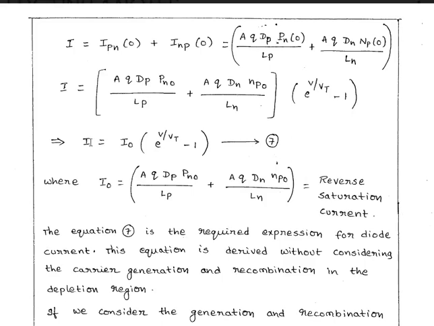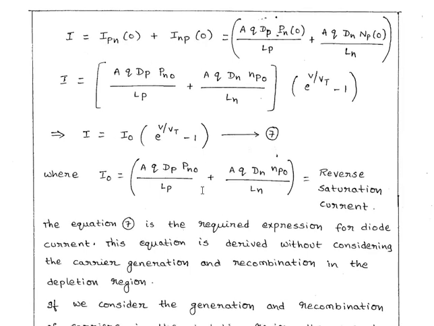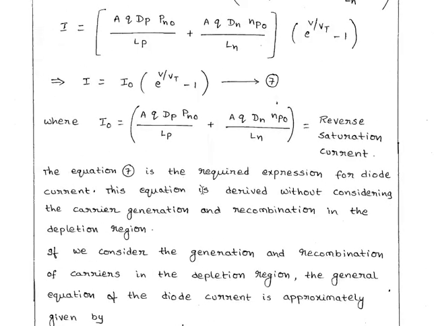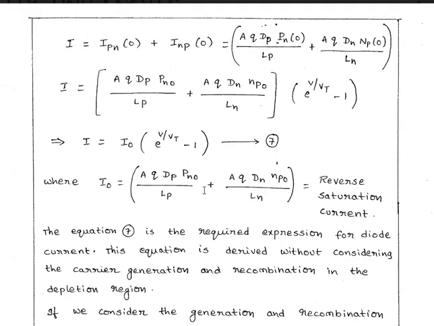And after simplification, I equals I0 into e power V by Vt minus 1, where I0 is the reverse saturation current, that is Ipn(0) plus Inp(0). Equation 7 is the required expression for the diode current. This equation is derived without considering the carrier generation and recombination in the depletion region.